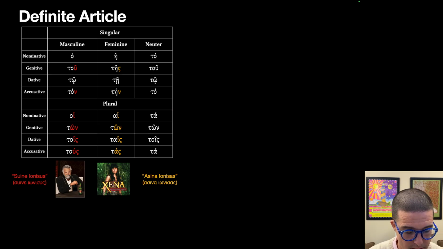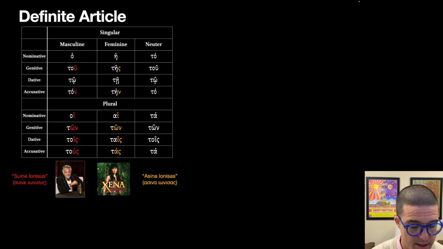And the only sort of exceptions here is that we don't have a vocative definite article. So there's no epsilon here for the end of Swain, and there's no alpha here for the end of Asina, because there is no vocative for the definite article.